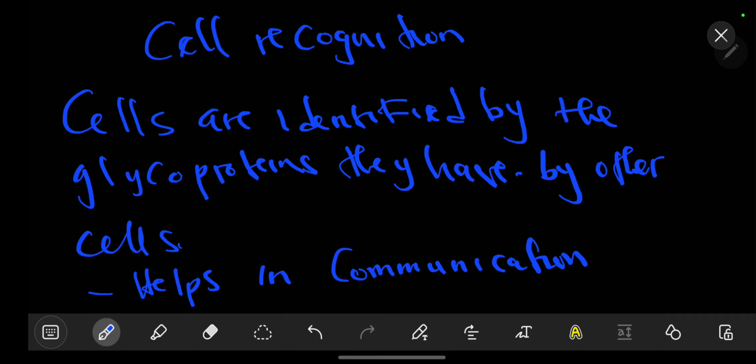So cells are identified by the glycoproteins and the glycolipids. The good example I gave was the red blood cells. Blood group A will have the A antigen. The A antigen is our glycoprotein, the protein found on the surface of the red blood cell, and it will determine what type of blood group the person has. It also helps communication between two or more cells because they already know what cell this is.